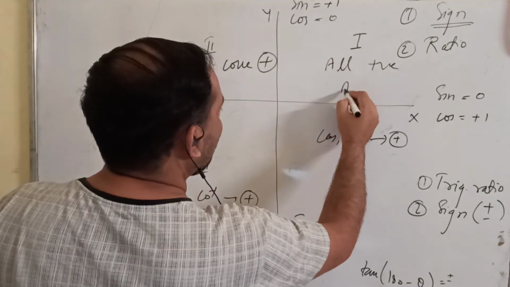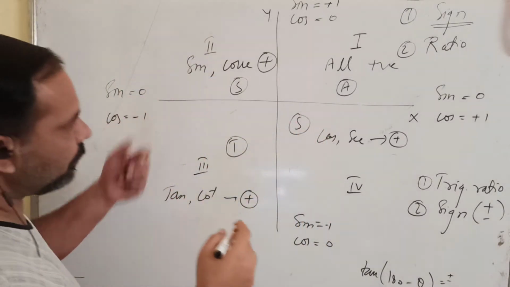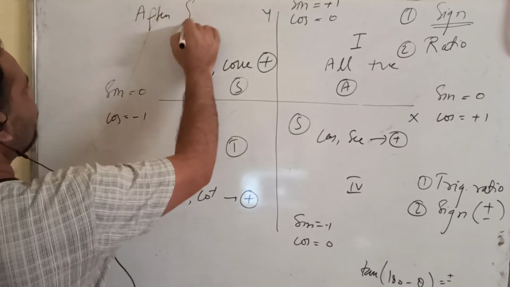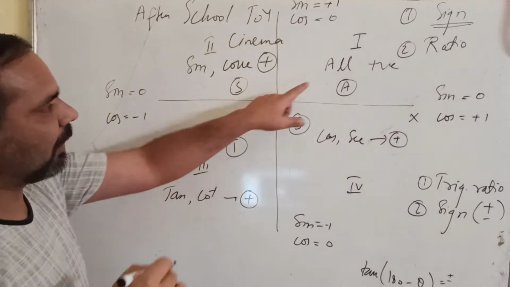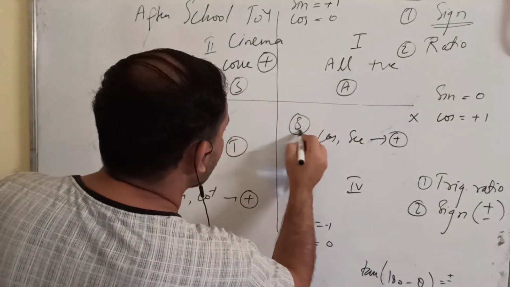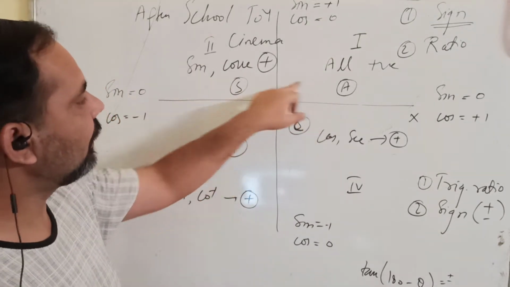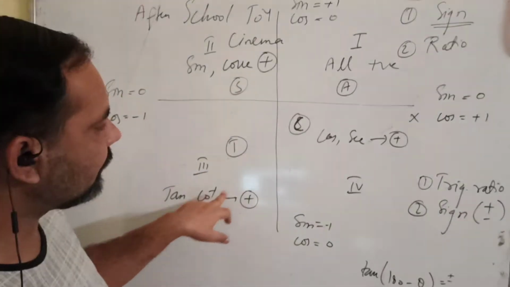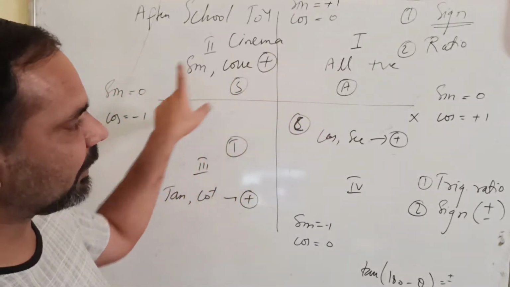You can remember it in this way: A, S, T, C. We can write a sentence for this: after school to cinema. After school to cinema. This is your ASTC, and the fourth quadrant is C. After school to cinema: A for all, S for sine and cosec, T for tan and its reciprocal cot, and C for cos and its reciprocal sec. So like this you remember the sign.